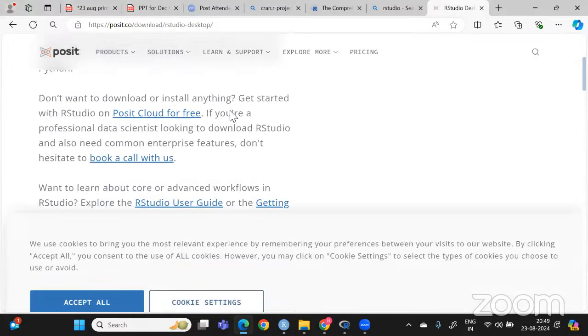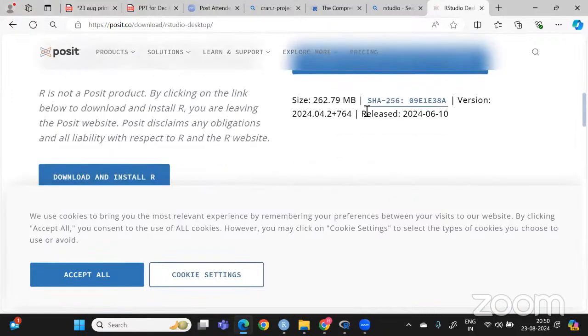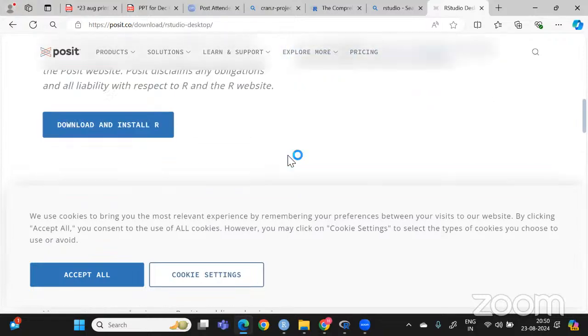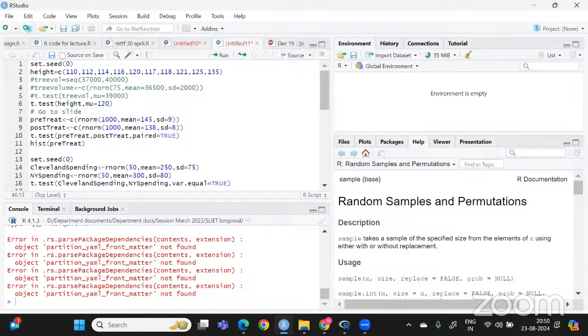Yeah. So, RStudio Desktop. First you have to install the R software, then you can install RStudio. The link is already there, you can see it. You have to download it and install it, like any other software we download and install. Right? Clear? Now when you install RStudio, the interface looks like this.